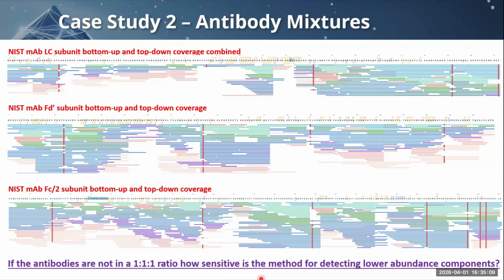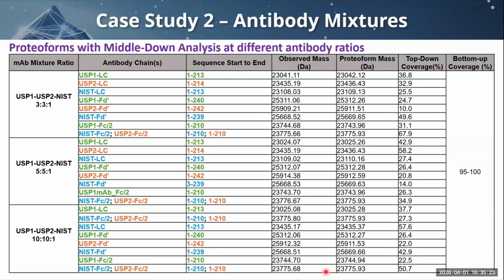But really what we wanted to know in looking at mixture analysis is that if the antibodies are not present in equal ratio, how sensitive is the method for detecting lower abundant components? And so we did our top-down analysis as well as our bottom-up analysis for 3 different antibody mixtures. So we have our USP1, USP2, NIST mAb at 3:3:1, 5:5:1, 10:10:1. Here are all the subunit chains detected. We are able to detect all subunits regardless of the ratio used here.